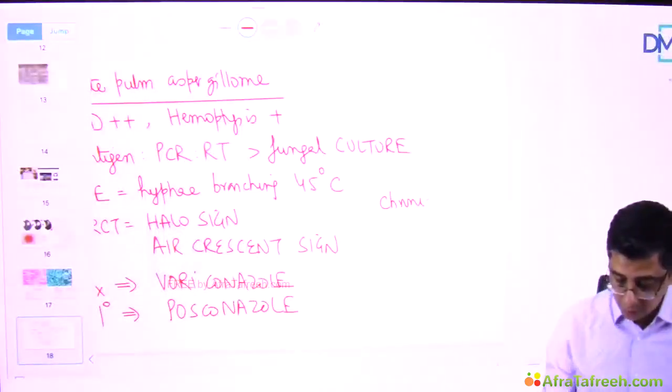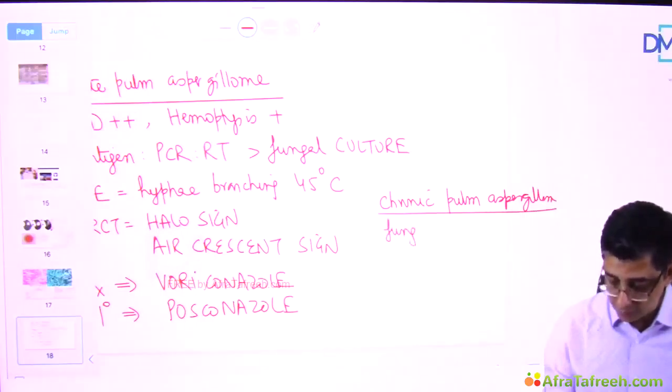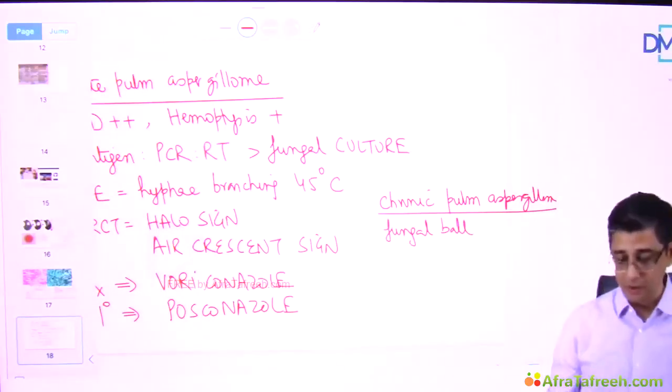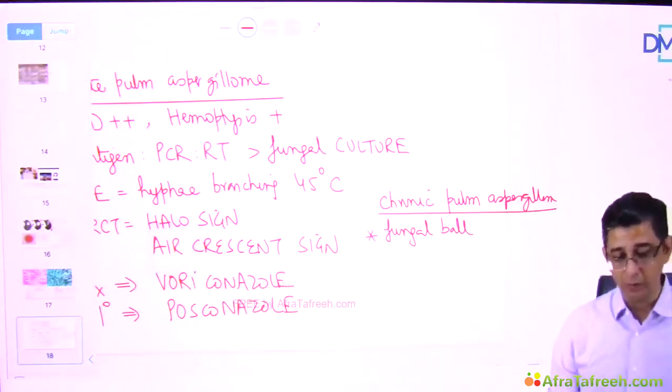Chronic pulmonary aspergilloma is usually misdiagnosed as tuberculosis. In chronic pulmonary aspergilloma, you might actually be able to see a fungal ball in a cavity. In fact, sometimes this fungal ball might be coughed out by the patient. Harrison says that in 10% of cases, the fungal ball in the cavity might be coughed out by the patient also.